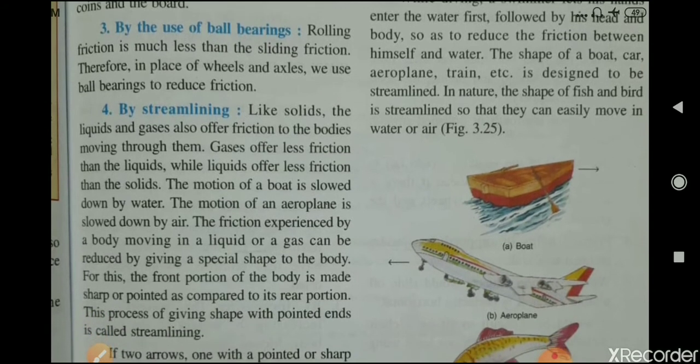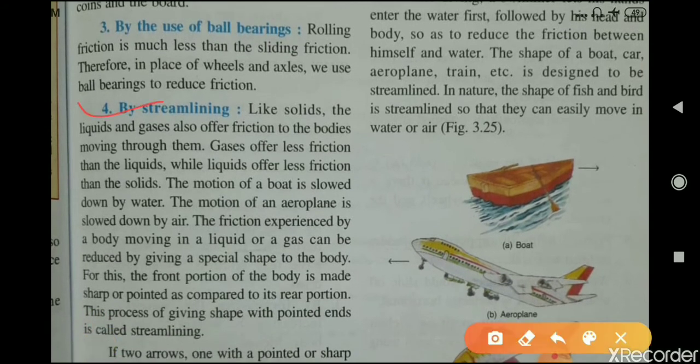Now, by streamlining. Like solids, liquids and gases also offer friction to the bodies moving through them. As solids offer friction, in the same way liquids and gases also offer friction to the bodies moving through them.